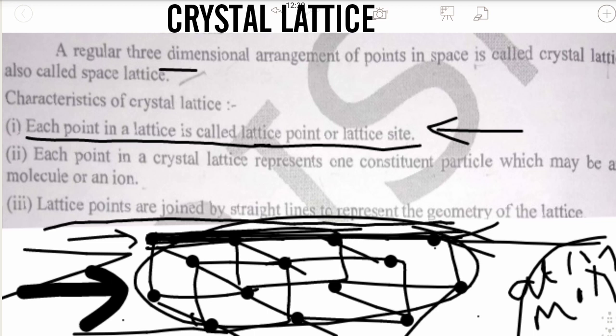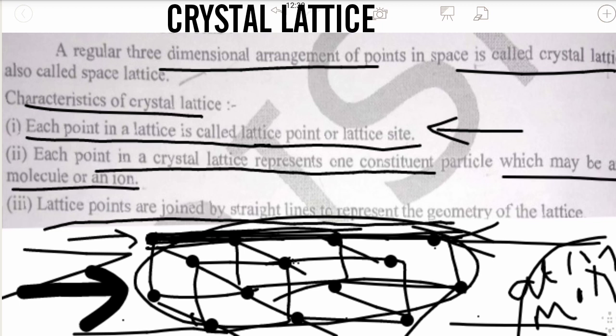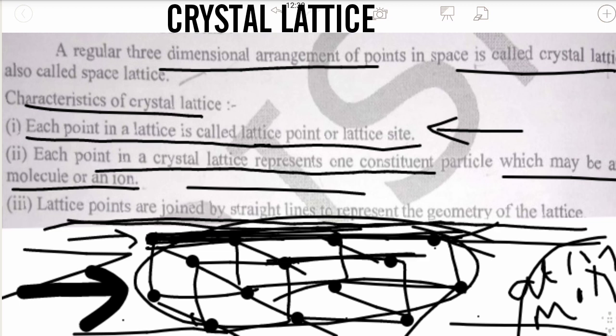It is a regular 3D arrangement of points. Look at the 3D arrangement of these points; the joined cubical structure is called a crystal lattice, also called a space lattice. These points are called lattice points or lattice sites. Each represents one constituent particle, which can be an atom, molecule or ion, and they are joined by straight lines to represent the geometry of the lattice. This is the definition and some important characteristics of the crystal lattice.